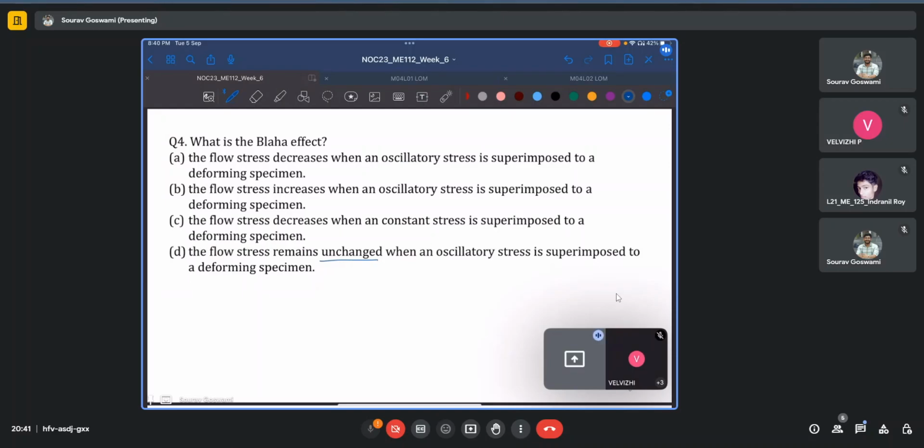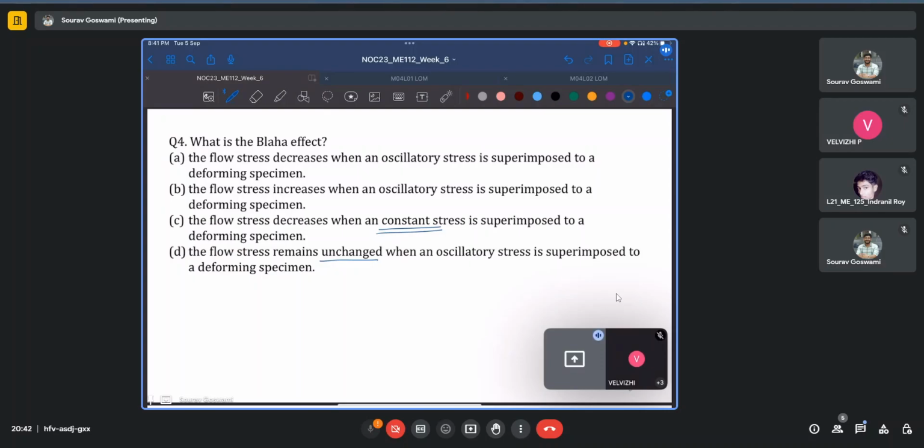And we already know that in processes such as ultrasonic consolidation, the superimposition of this ultrasonic vibration actually leads to acoustic softening. So definitely the stresses will change. They will definitely not remain unchanged. But whether they increase or decrease, let us find out. The flow stress decreases when a constant stress is superimposed to a deforming specimen. This might be true, but this is not the Blaha effect because we read the Blaha effect in the context of ultrasonic consolidation. So definitely, rather than constant, the stress has to have some amplitude and it should be variable.